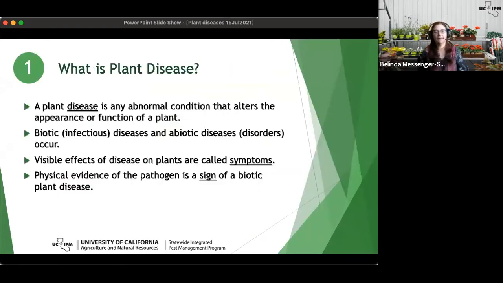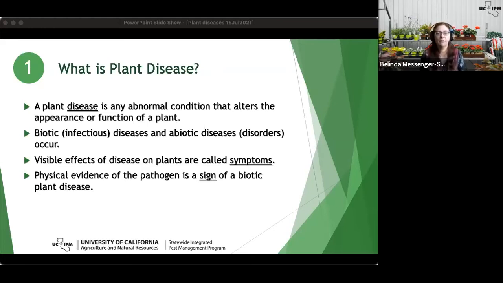Okay, what is plant disease? So plant disease is an abnormal condition that changes how the plant looks or grows. You can have either an infectious disease that's caused by a plant pathogen, which are also called biotic diseases. Plants can also get abiotic diseases, which are also called abiotic disorders. So that's how I'm going to term it here, just to differentiate it easily: infectious diseases and abiotic disorders. Some common plant diseases that you might have seen or heard of include fire blight and powdery mildew.